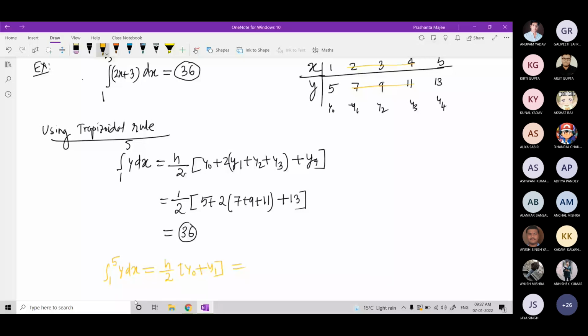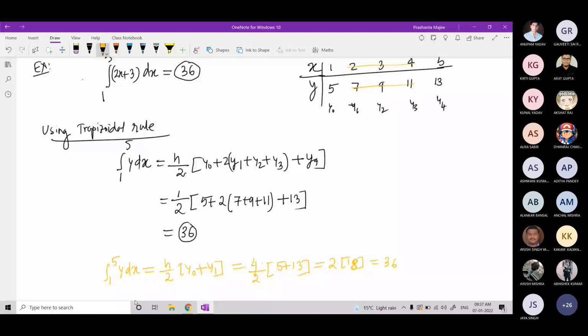What is h then, if the in-between data points are not there? 5 minus 1, that is 4. So 4 by 2 into y0 plus y1, 5 plus 13. So how much are you getting? 2 into 18, 13 plus 5 is 18. So 36. So you see, even for 2 points, you are getting the exact answer.